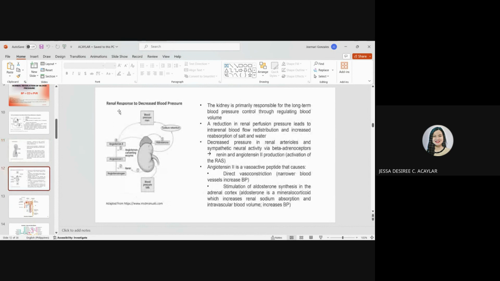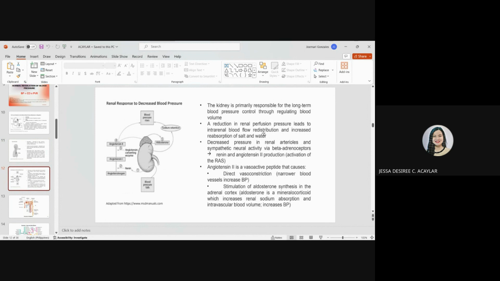So ito po yung renal response para mag-decrease yung blood pressure. The kidney is primarily responsible for the long-term blood pressure control through regulating blood volume. A reduction in renal perfusion pressure leads to intrarenal blood flow redistribution and increased reabsorption of salt and water.